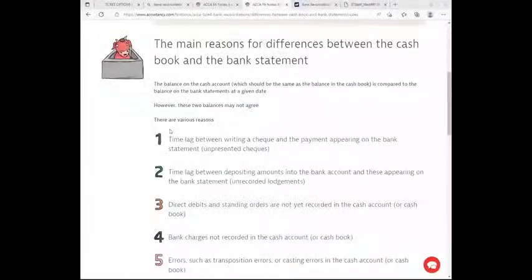And we want to look at bank reconciliation. Of course, at your level, it will be very important for us to look at the main reasons.